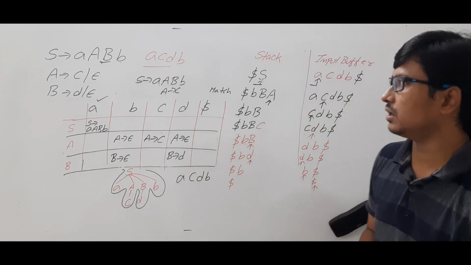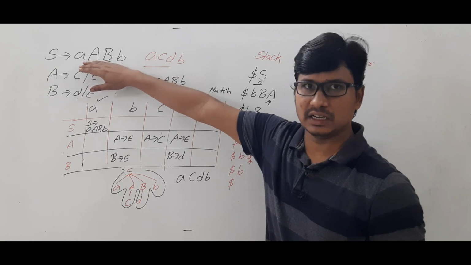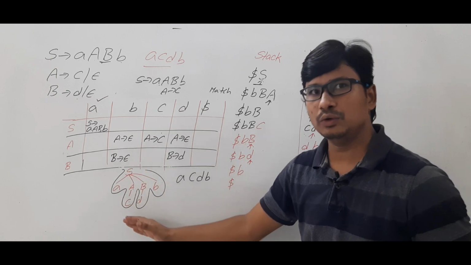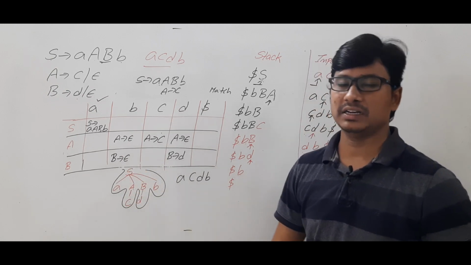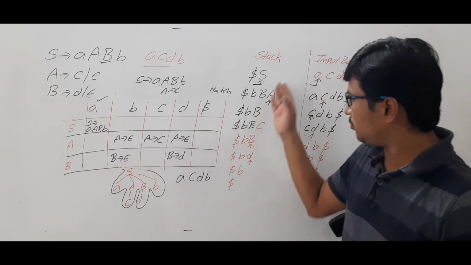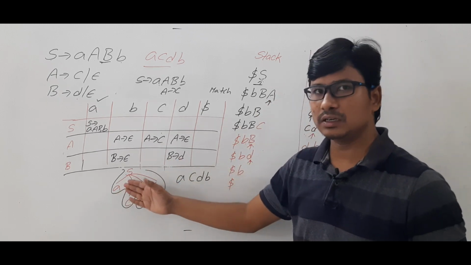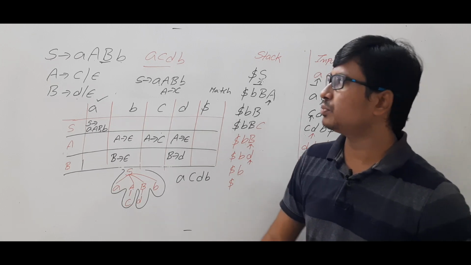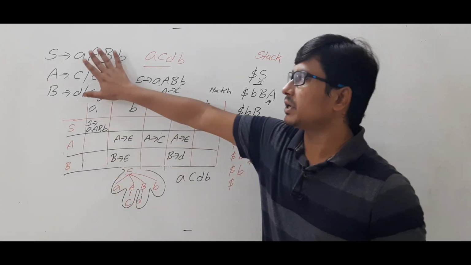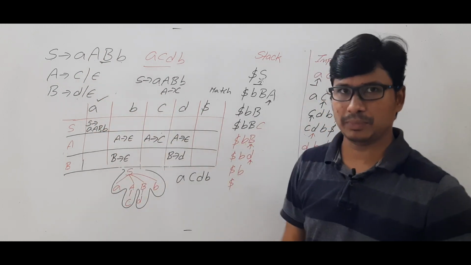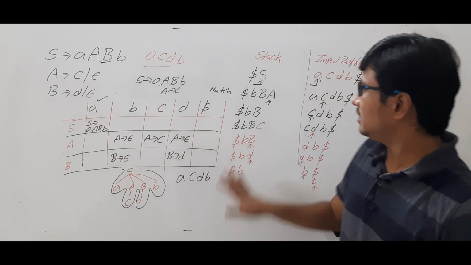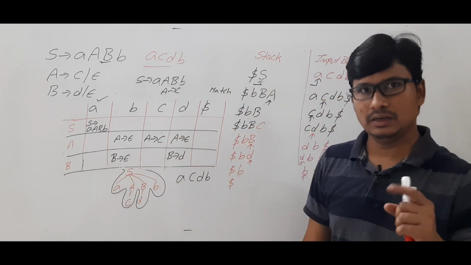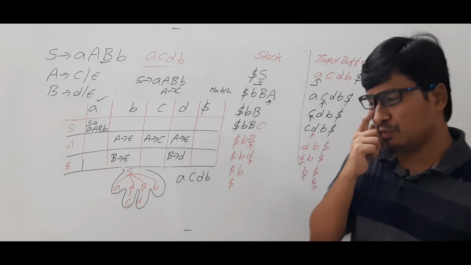Whenever you are pushing the right hand side of any production onto the stack, there you will do the derivation in the parsing tree. At the same time, if you are pushing onto the stack, the meaning is that you are deriving it in the parsing tree. I hope with this example you have understood how, from a given grammar, to construct the parsing table, and then using the parsing algorithm how to get the parsing tree. Is it clear?